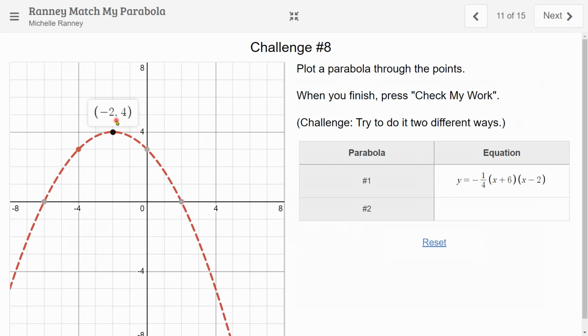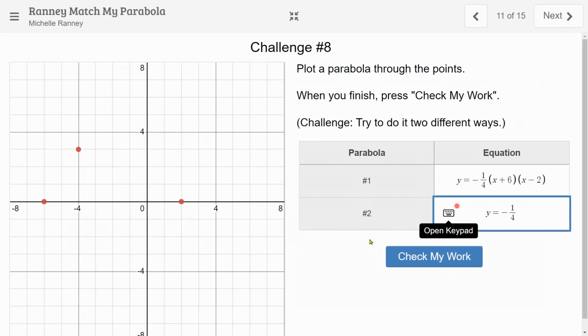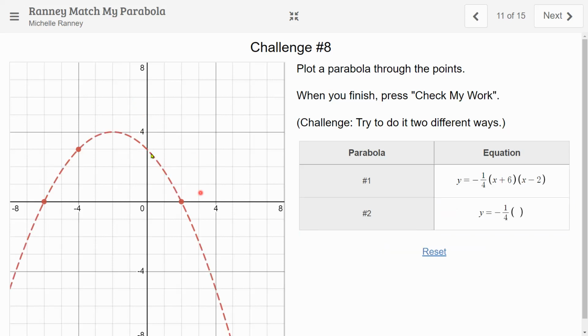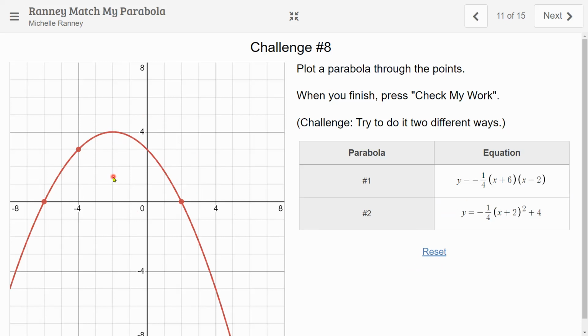So if my vertex is negative 2, that means it's going to be an x plus 2 squared, and then plus 4. So I'm going to go y equals negative 1/4 is still my stretch to get my vertex that we said was at a negative 2. Negative 2, I'm going to have an x plus 2 squared, and then plus 4 to get it up 4. And you see it goes through it.